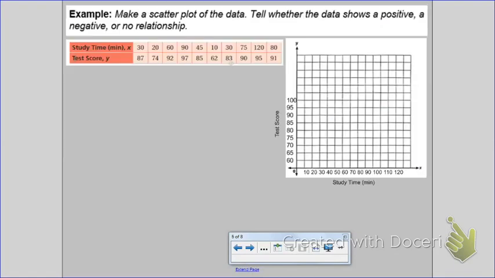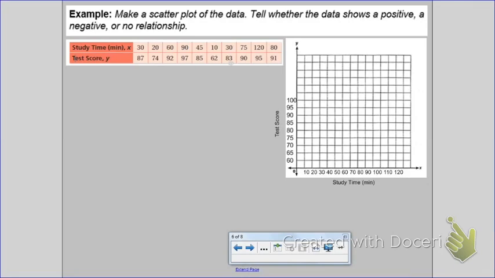So we've practiced reading the scatter plots. Let's actually make a scatter plot now. We want to make a scatter plot of this data and then tell whether the data shows a positive, a negative, or no relationship. I have already labeled my x and my y axis, and I've also gone ahead and labeled the axes on my coordinate grid. So go ahead and take a few seconds to label yours like mine, and then we're going to start plotting these points.